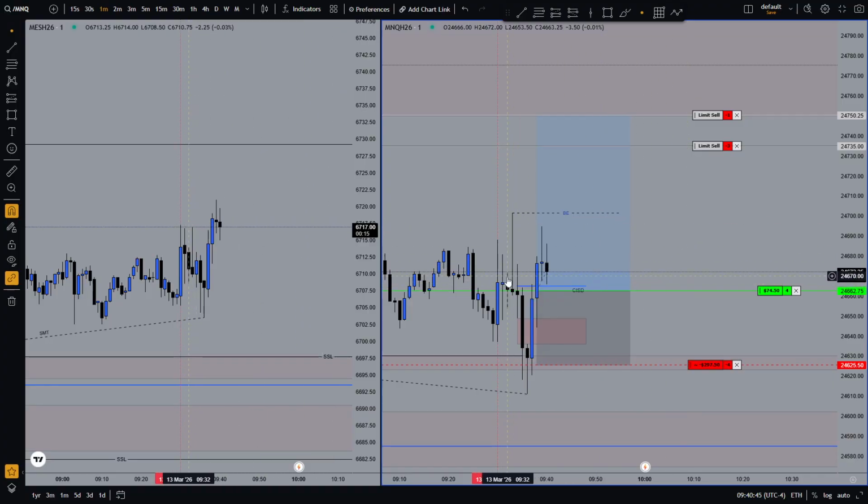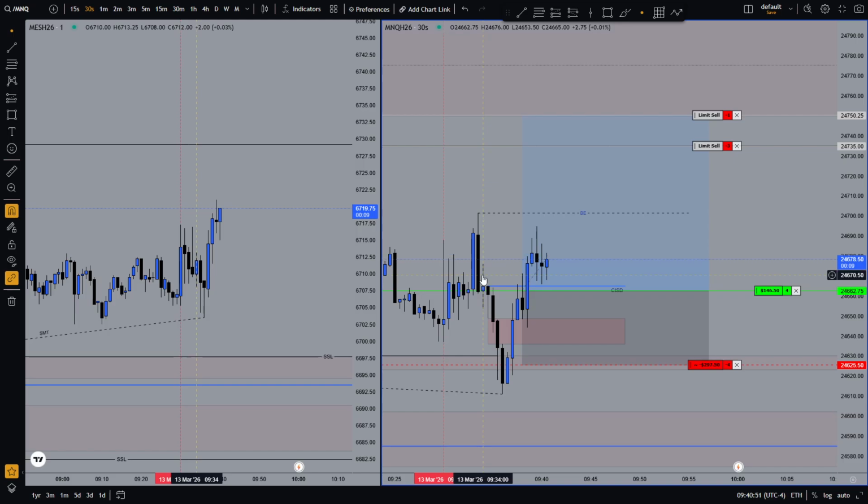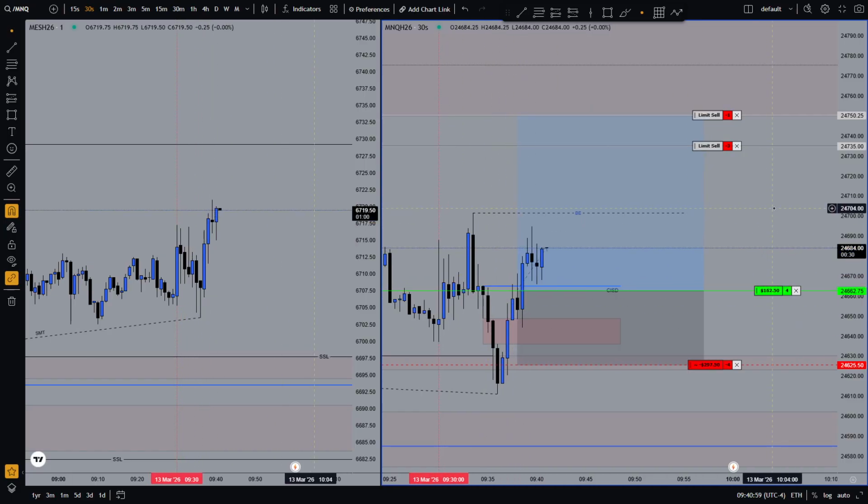Clean change in the state. We put in this 1-minute change here as well. Open up this 1-minute BPR. 30-second, we have a clear manipulation leg. Sell side gets taken. We get this 30-second inverse cleanly. Get above this change in the state here. It's a super clean model.